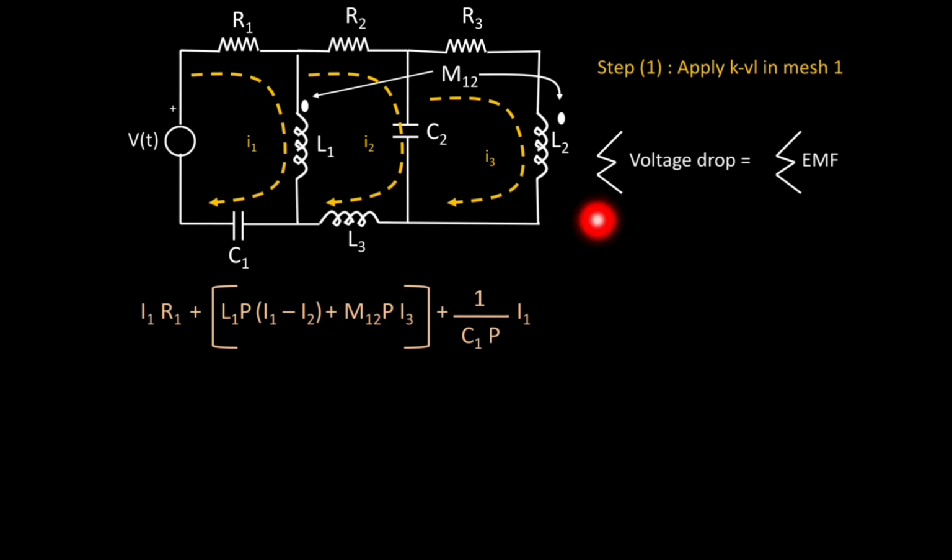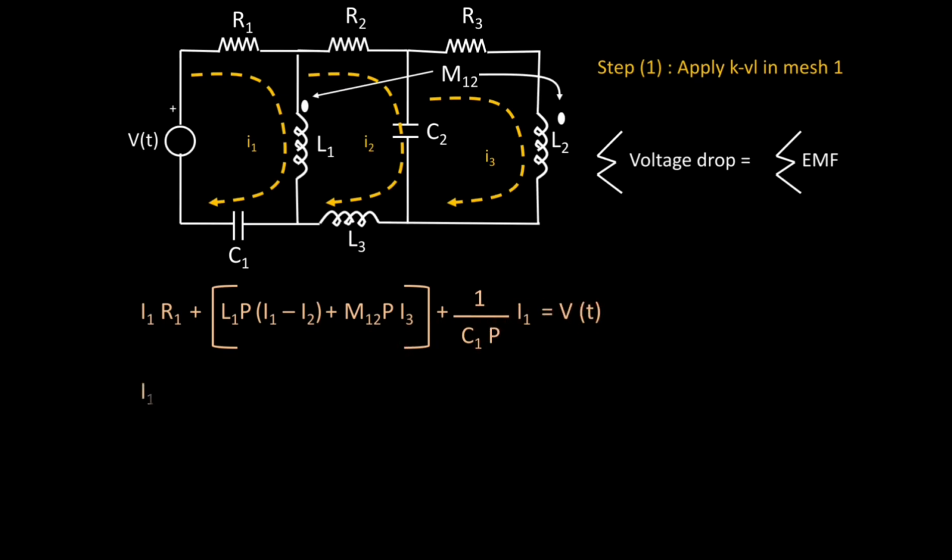Now after is equal to sign, we have to write down the summation of EMF. So only one voltage source is connected in mesh number 1, that is V of t, and in the clockwise direction of this current I1, this is voltage rise. We are moving from negative plate to positive. That's why voltage rise is there, and that's why we will put plus sign for this V of t. So is equal to, we will write down V of t. So this is the application of Kirchhoff's voltage law. This is the first step, which is nothing but application of Kirchhoff's voltage law.